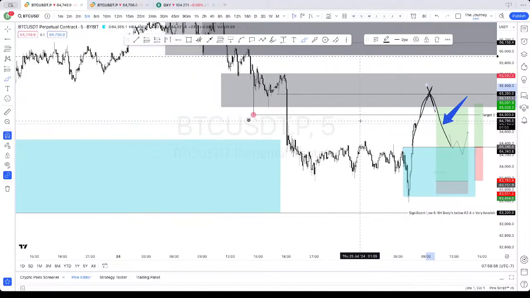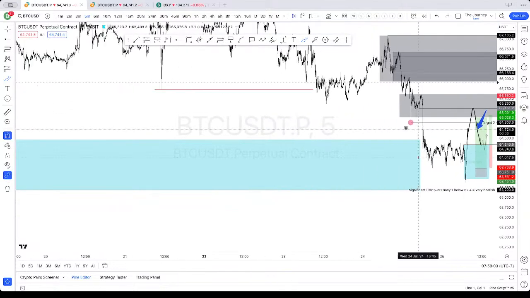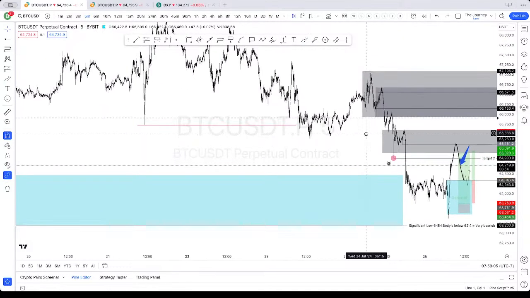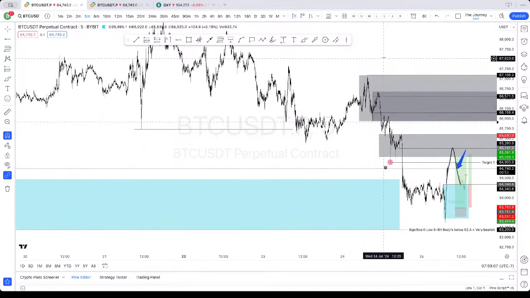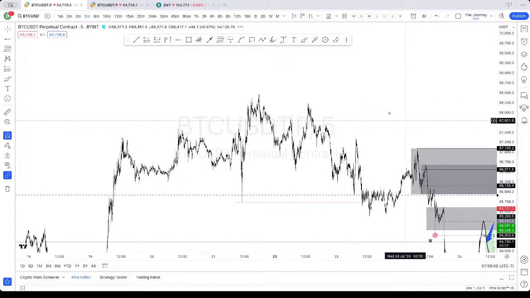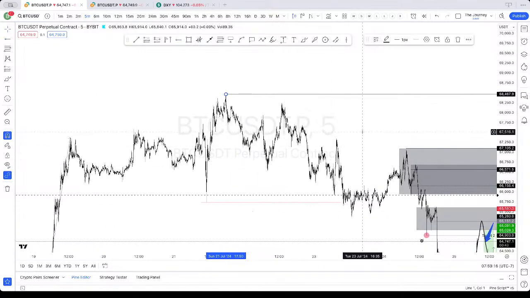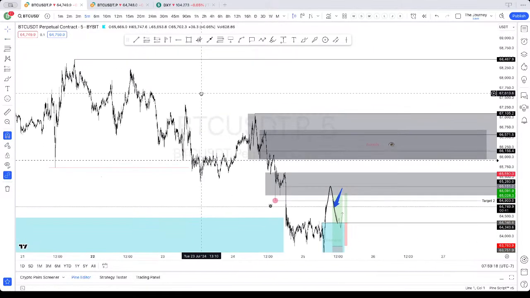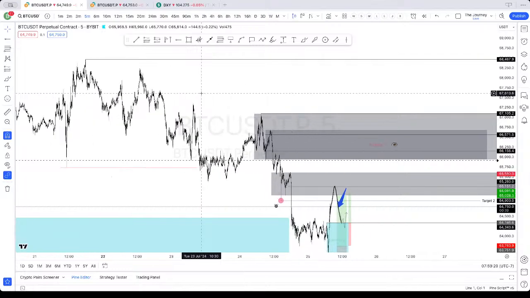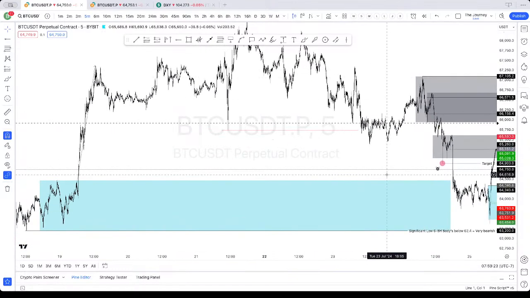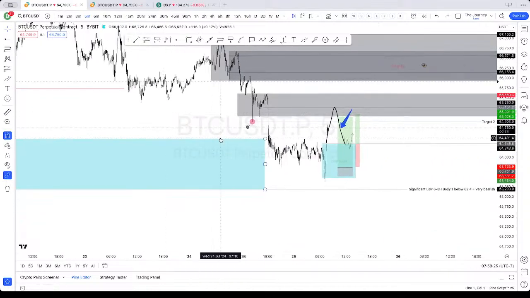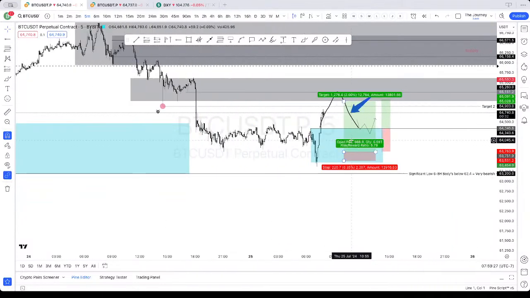And if we break target one with confidence, then my target two would become the 67,105 high, and my target three would be up here. Yeah, my third target would be that. That's how I feel about that. That's definitely how I feel about that.